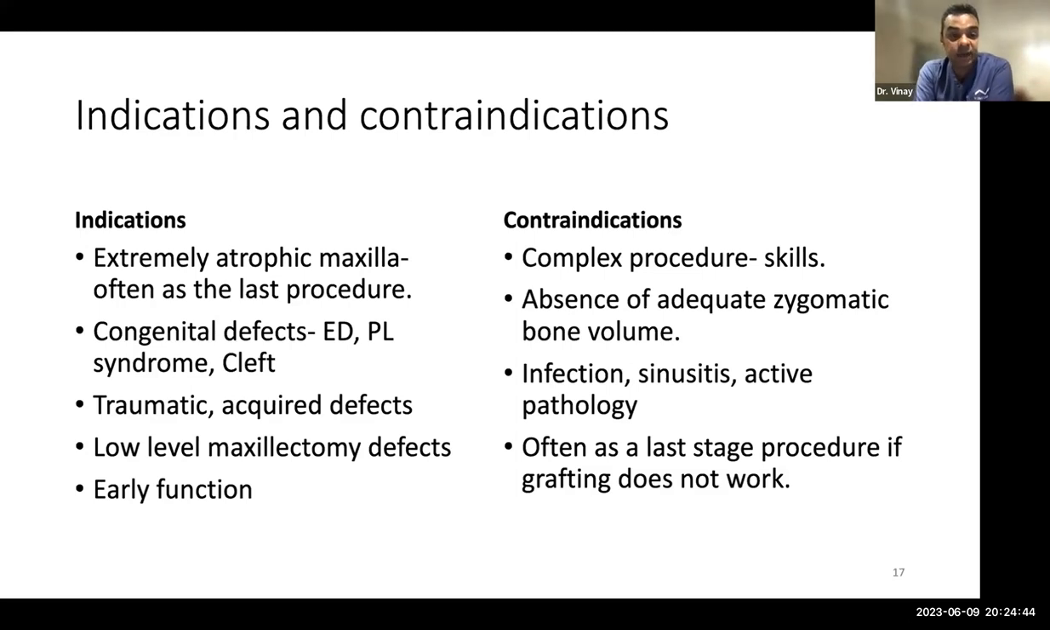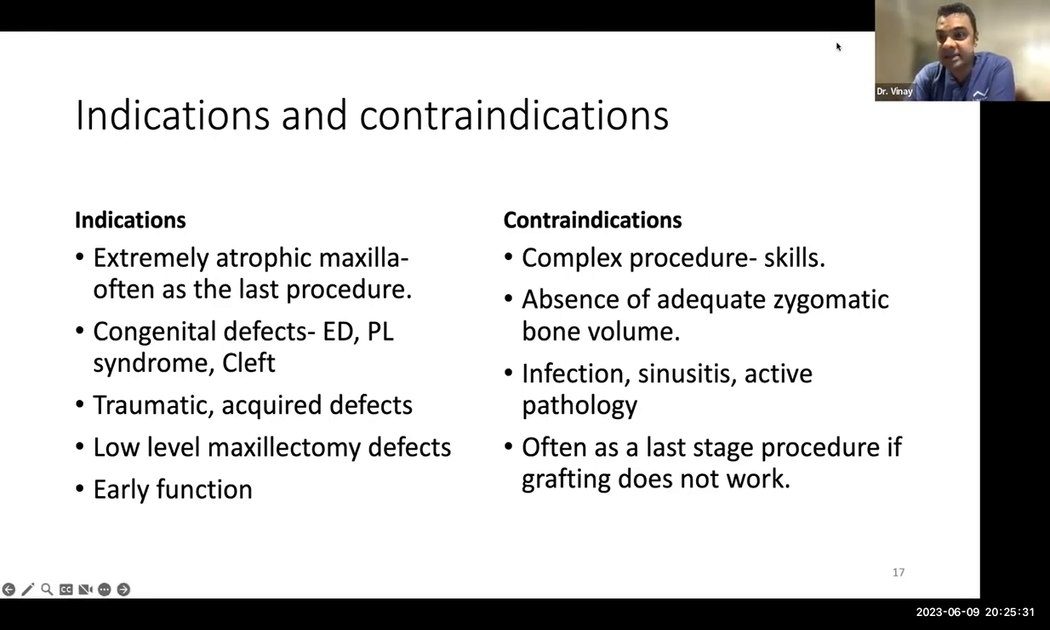So the indications for zygomatic implants, of course, extremely atrophic maxilla, but currently it is not considered as the first line of treatment, often as the last line of treatment. You can use it for congenital defects such as ectodermal dysplasia, Papillon-Lefebvre syndrome, cleft lip and palate patients. You can have large traumatic or acquired defects of the maxilla. Patients with low-level maxillectomy, say a Brown's class 2 classification where the zygomas are intact and the orbital floors are intact, zygoma is a very good option. Of course, in patients who cannot wait and cannot undergo grafting and they need an early function, this is one of those indications for zygomatic implants.